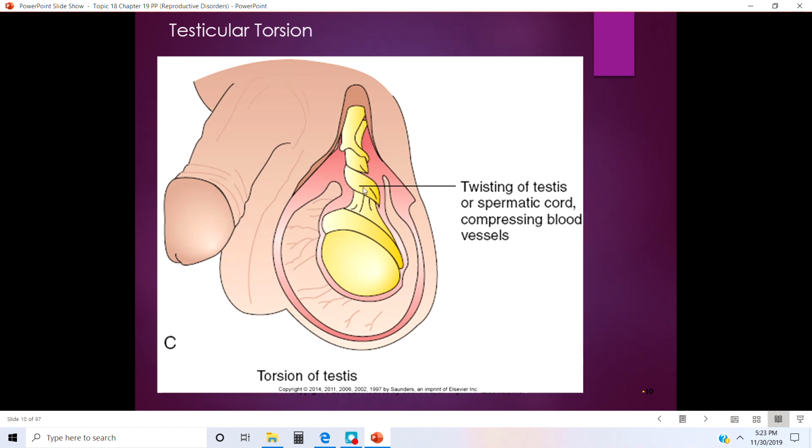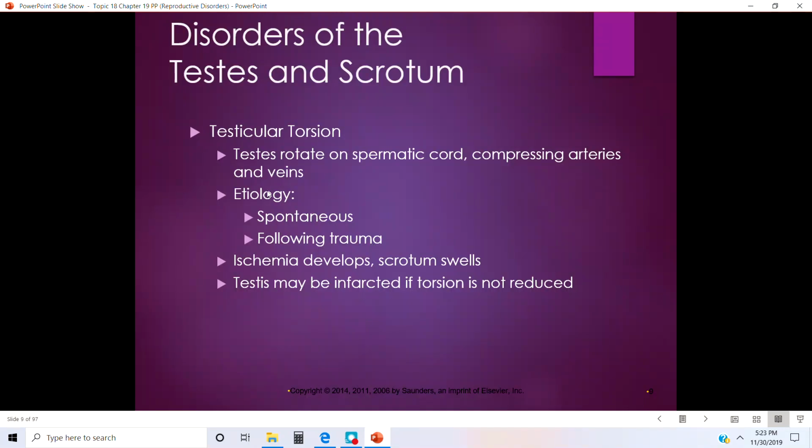compress the testicular artery, and now this will die, right? Well, you'll actually have infarction, right? So that becomes like a true medical emergency. So here the testes rotate on the spermatic cord, compressing our arteries and veins. This could be spontaneous, but it can also be following some type of traumatic event.